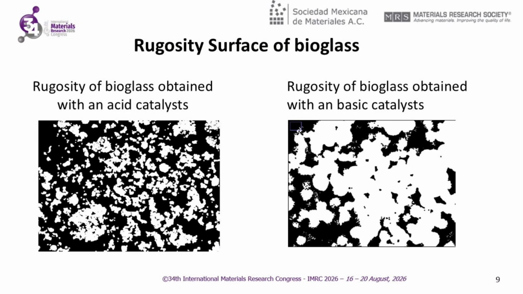Analyzing the surface of the bioglasses obtained by the sol-gel process under both acid and base catalysis using imaging software based on the light and dark contrast effects on the surface roughness, it can be stated that the acid-catalyzed sample exhibits greater surface porosity compared to the base-catalyzed sample. That is, it presents a greater absence of matter on the surface compared to that obtained by the basic method.